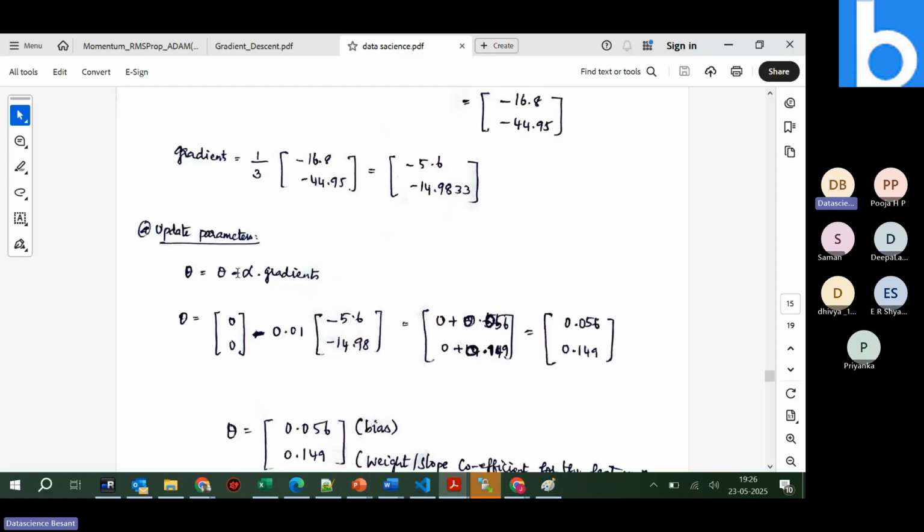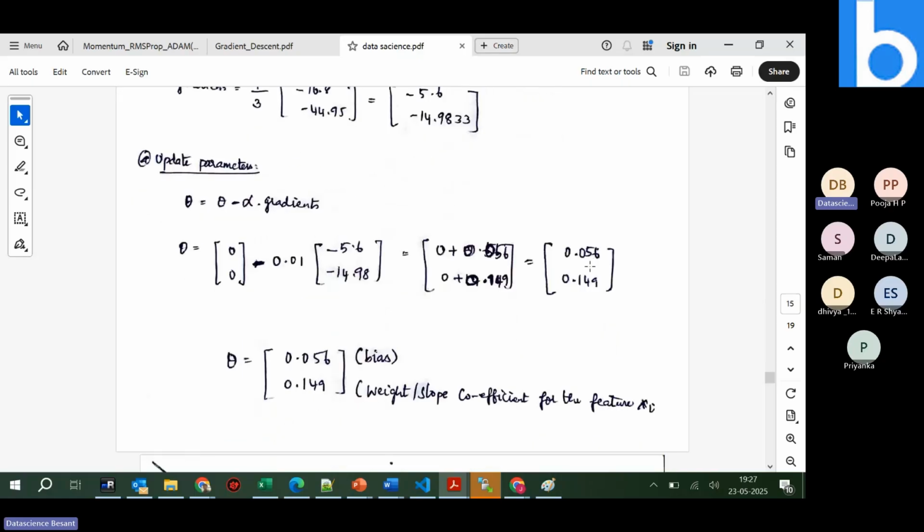Minus alpha. Alpha I also defined, right? Alpha is equal to 0.01, the same value, into the gradient, whatever you got in the third step. If you do the basic matrix subtraction, you finally get 0.056 and 0.149. So now your new value for intercept is 0.056 and for slope is 0.149.